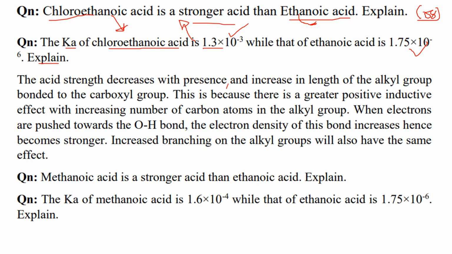Now here I could have said acid strength decreases with presence of an electron donating group, for example in ethanoic acid, and increase in length of the alkyl group. Oh yeah, I think this is a very elaborate statement. I just panicked. So the statement is: the acid strength is going to decrease with presence and increase in length of the alkyl group bonded to the carboxyl group.